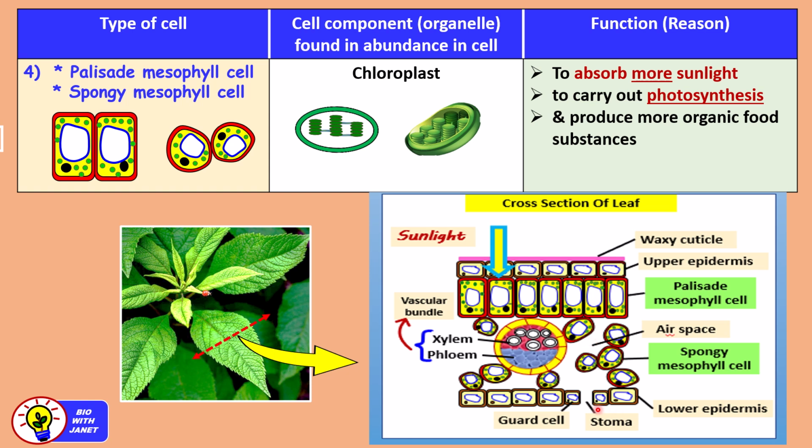And one more cell with chloroplasts is called the guard cell that controls the size of the stoma. So guard cells, spongy mesophyll cells, and palisade mesophyll cells all have chloroplasts, but the greatest abundance of chloroplasts is in the palisade mesophyll cells, just near to the surface of the leaf.